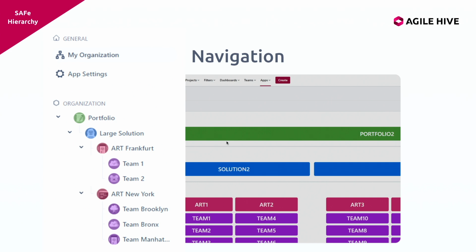And you see, first of all, that the colors match the different levels, and I can simply drill down. I can simply click on the ART Frankfurt, for example, to jump into the Agile Hive views of this exact ART to get my PI planning and so on. All right, so this was the SAFe hierarchy part.